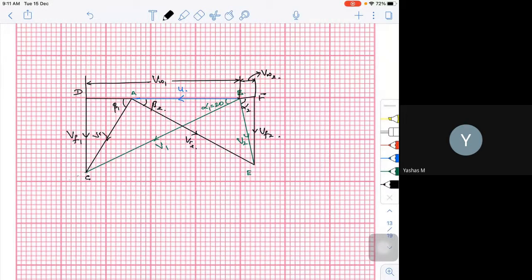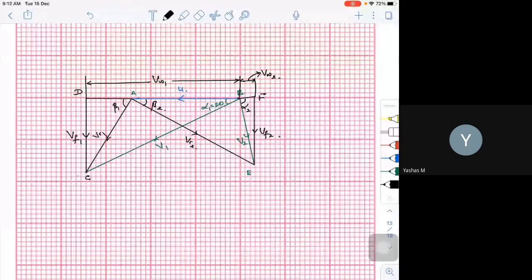So beta 2 I am able to get. Then complete the velocity triangle. So VF1, VF2, everything, whatever you measure. Also calculate VW1: measure the distance, multiply by 50. So VW2, measure the distance, multiply by 50. Then VF1, measure the distance on your graphical sheet, multiply by 50. So VF2, measure the distance, multiply by 50.